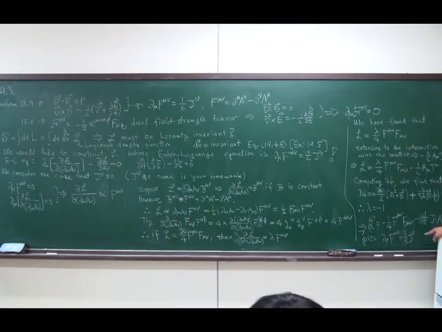This gives the correct equation of motion for the electromagnetic field, which is called Maxwell's equation. Okay. Again, we have found that this J·A is a Lorentz scalar, and F_μν F^μν is a Lorentz scalar too, and this is invariant under the gauge transformation. Okay, that's it.